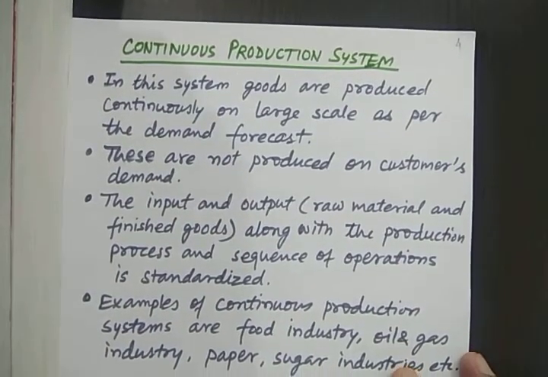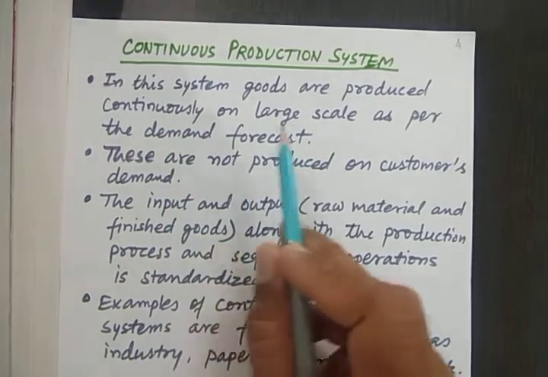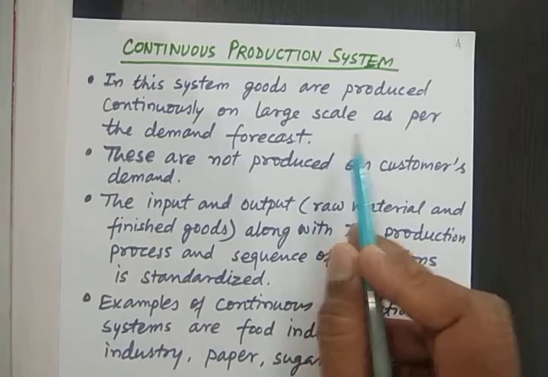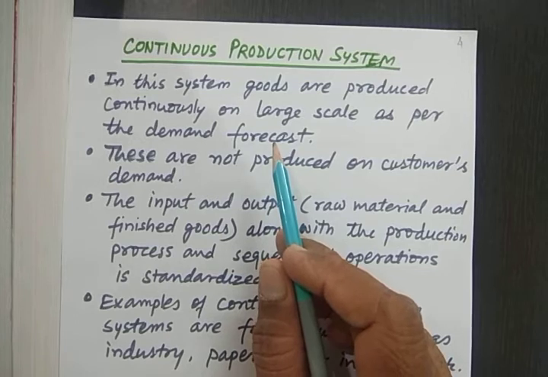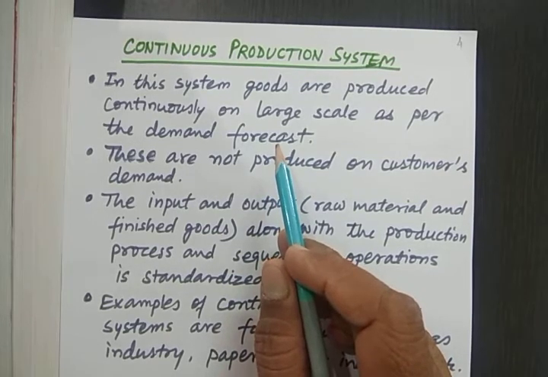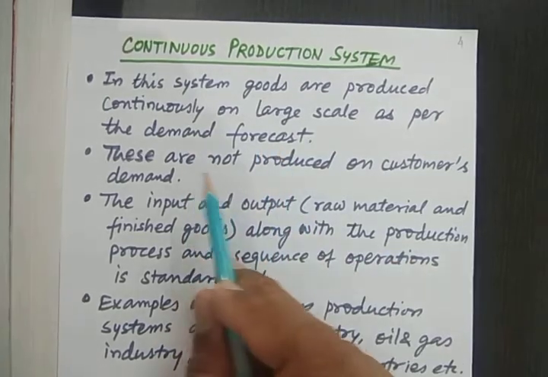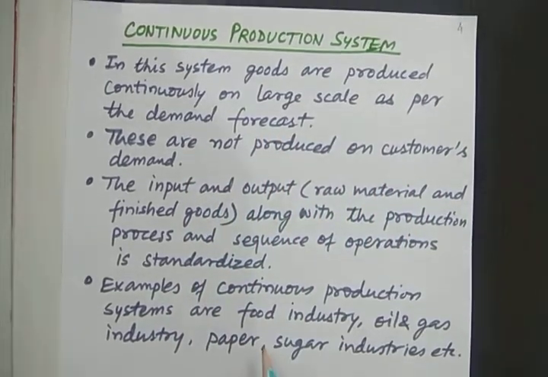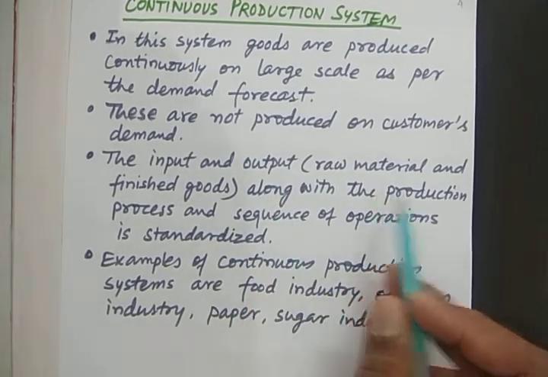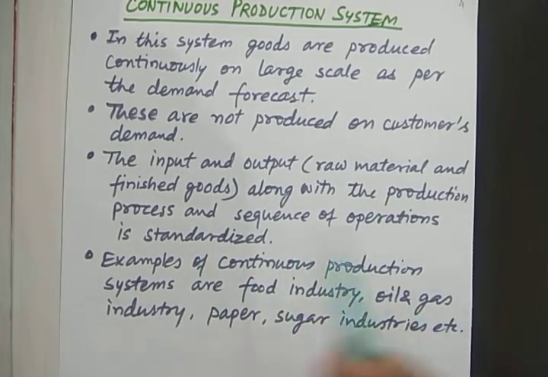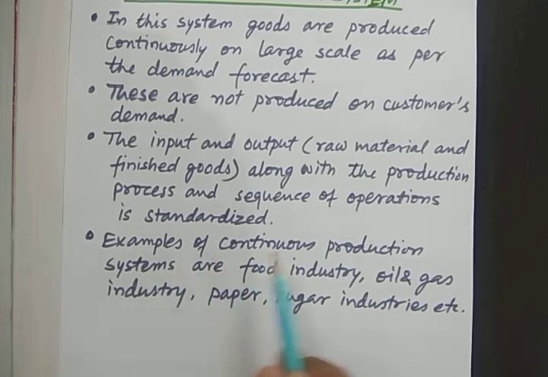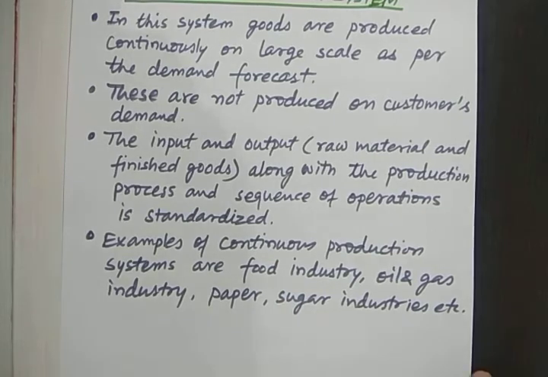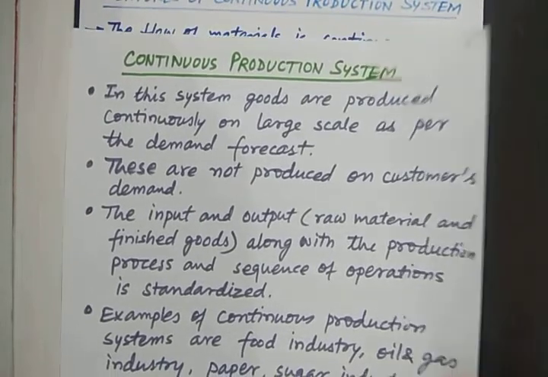Now the second is continuous production system. In this system, goods are produced continuously on a large scale as per the demand forecast. We forecast before the production, and according to that demand we produce the products. These are not produced on customers' demand. The input and output, that is raw material and finished goods, along with the production process and sequence of operations is standardized. Examples of continuous production system are food industry, oil and gas industry, paper industry, sugar industry, etc. So this is continuous production system.